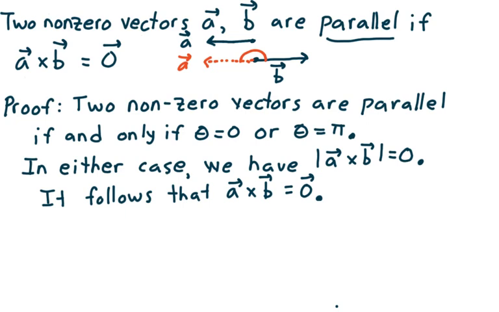But you could also have the situation where, let's suppose this is A, and I'll use black, and I'm going to draw B. Here's B. And you can see that the angle between A and B ends up being 0. So two non-zero vectors are parallel if and only if theta is 0 or theta is pi. In either case, we have the magnitude of A cross B equals 0. And so therefore, A cross B is the zero vector. And that's it.